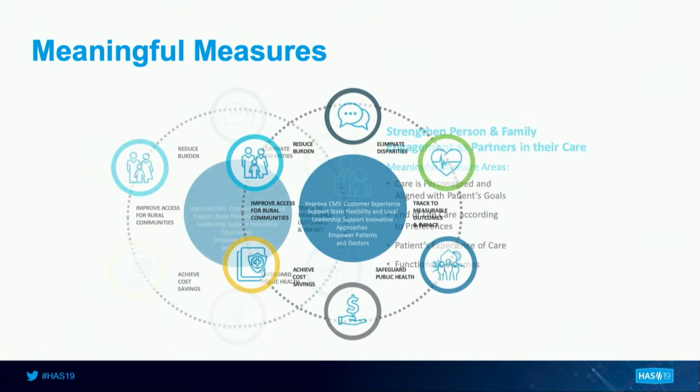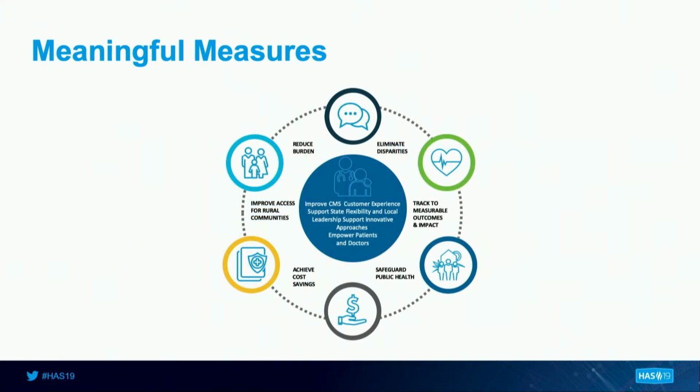These 19 meaningful measure areas that fall under these six big categories are what really illustrate our 19 quality priorities.